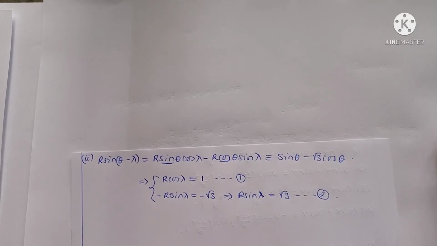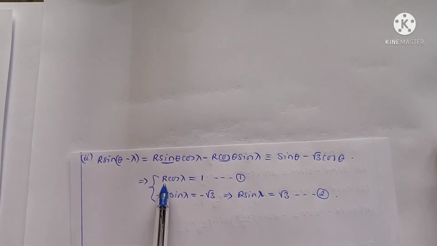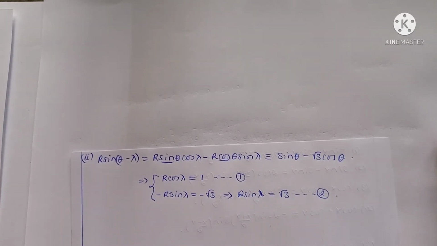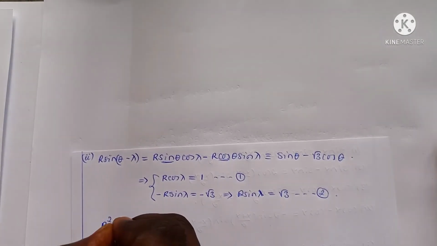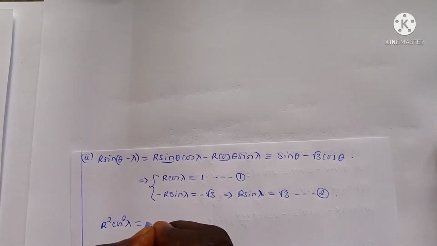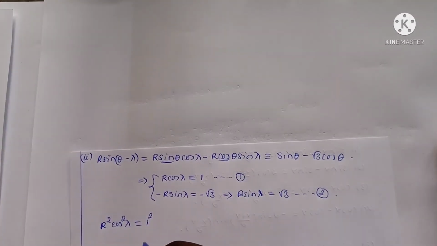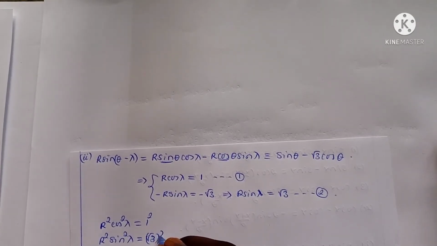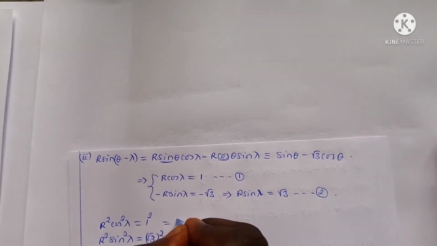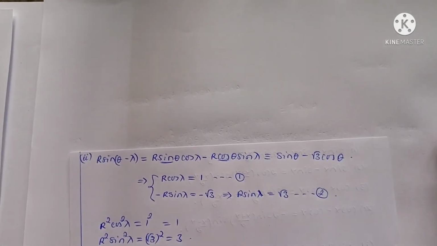Now we have two equations, and we have to solve these two equations simultaneously in order to obtain r and lambda. If I square both sides of equation 1, I obtain r squared cos squared lambda equal to 1 squared. If you do the same with equation 2, we obtain r squared sine squared lambda equal to root 3 squared. We know 1 squared is just 1 and root 3 squared is just 3.